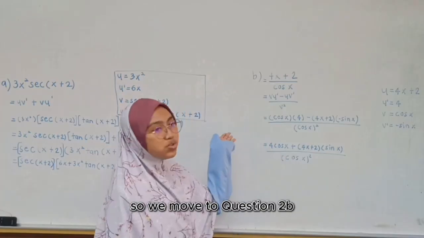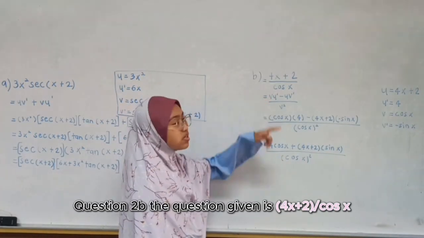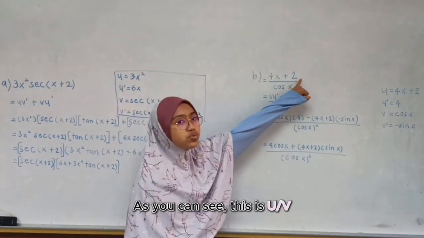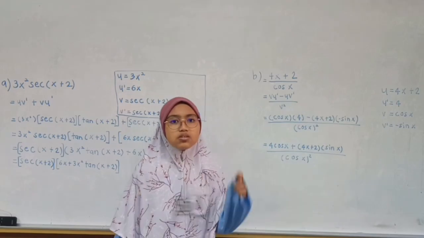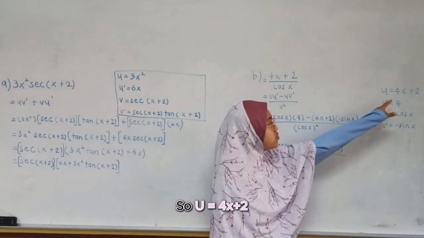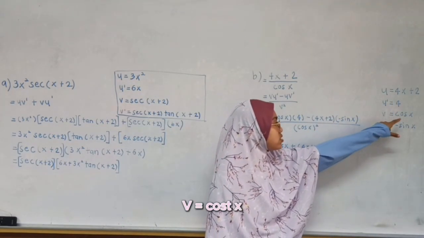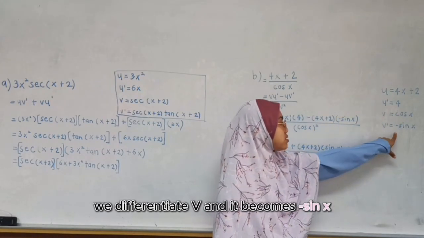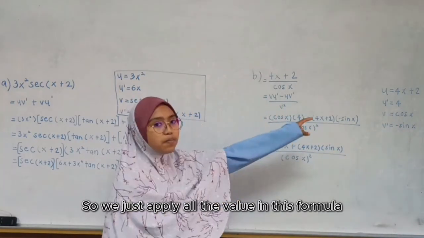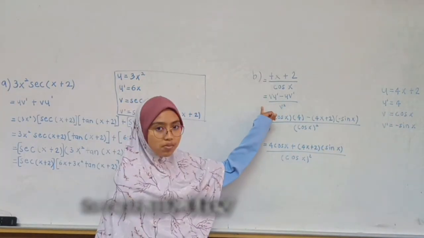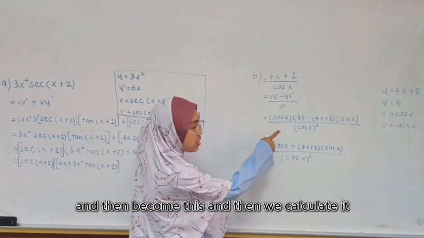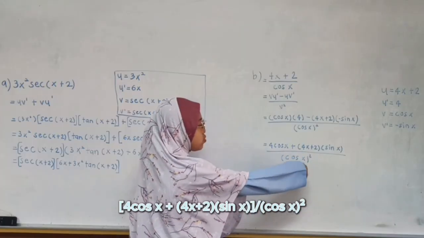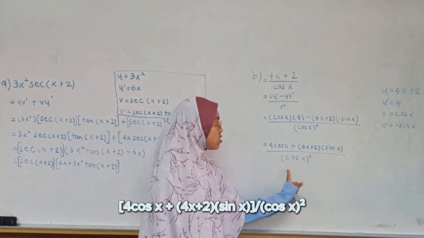So we move to question 2b. For question 2b, the question given is (4x plus 2) over cos x. As you can see, this is u over v, which is the quotient rule. So u is equal to 4x plus 2, and v is equal to cos x. We differentiate u and it becomes 4, differentiate v and it becomes negative sin x. So we just apply all the values in this formula, and then it becomes this. And then we calculate it. The final result is (4 cos x plus (4x plus 2) sin x) over cos squared x.